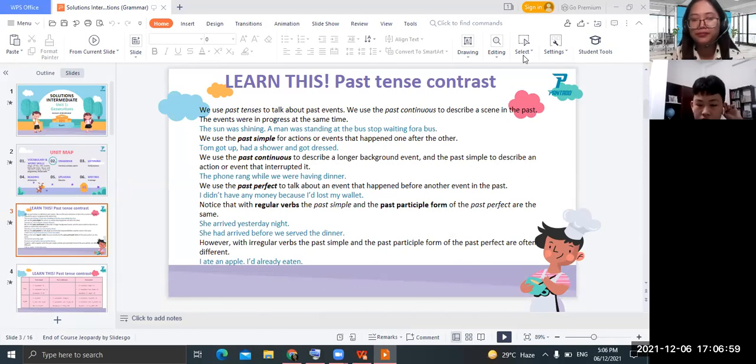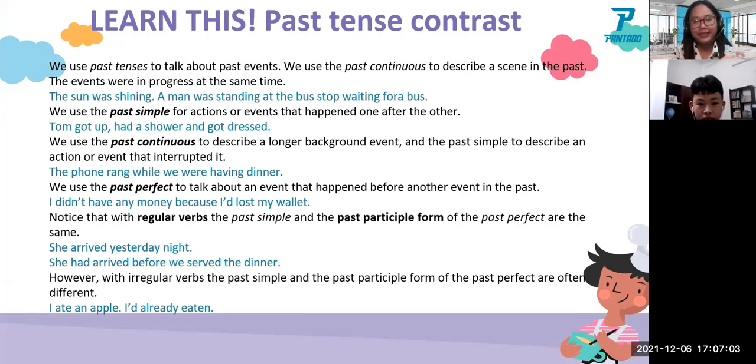Just a minute. Please read, this part first. We use past tense to talk about past events. We use the past continuous to describe a scene in the past. The events were in progress at the same time. And then here: the sun was shining. The sun was shining. A man was standing at the bus stop waiting for a bus.